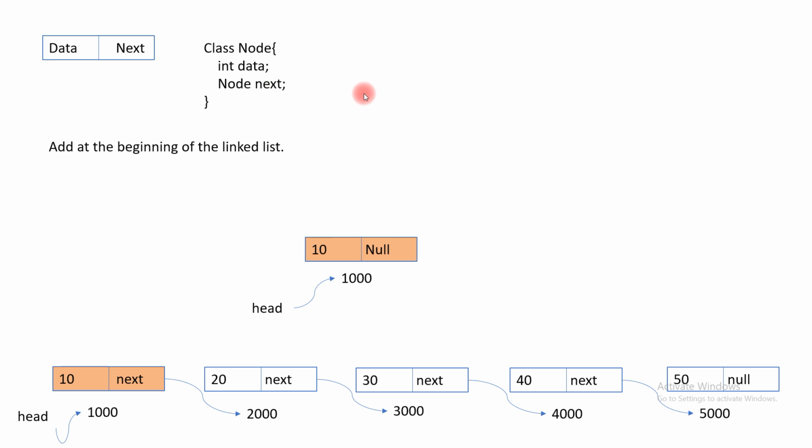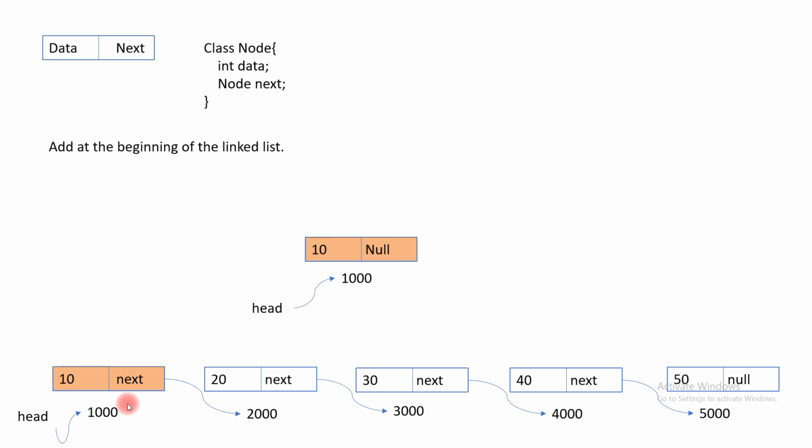The next topic of this video is how to add a node at the beginning or starting of a linked list. When we are going to add a node at the starting of a linked list, there can be two situations. The first is when the linked list is empty. In this case, initially the head will point to null. And when we add the node, which will be the first node of the linked list, we point this head to the newly created node.